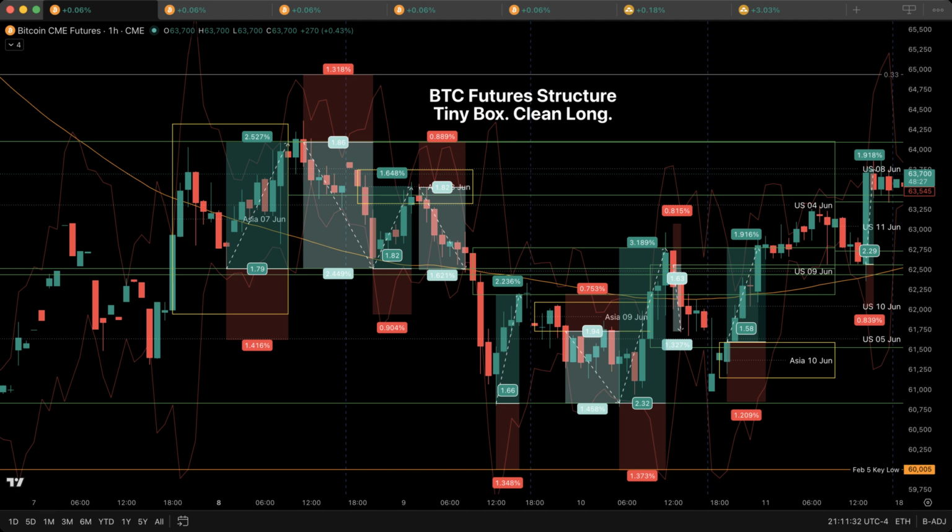June 11th US gives the second message. Recent sessions are clustered. The range is compressed. The line must hold first. Then the trade opens.